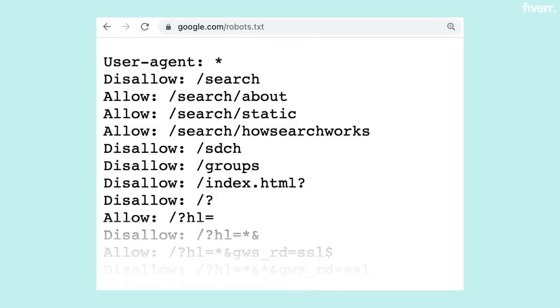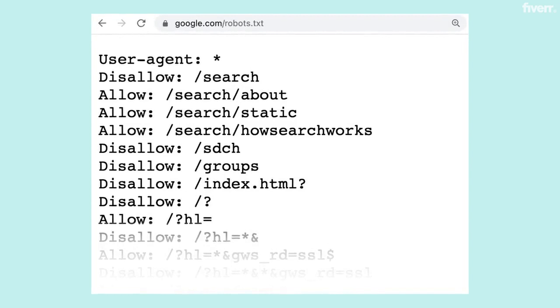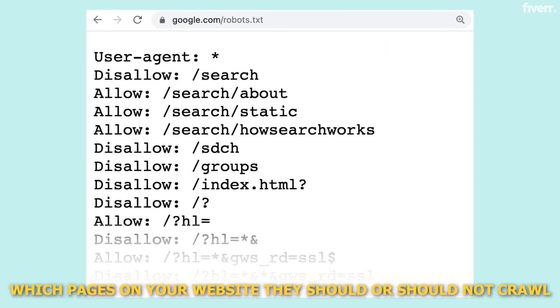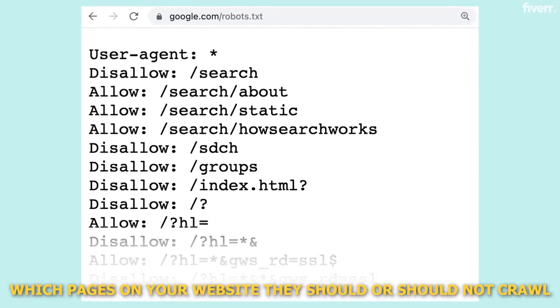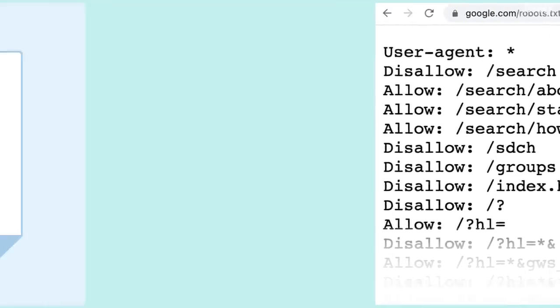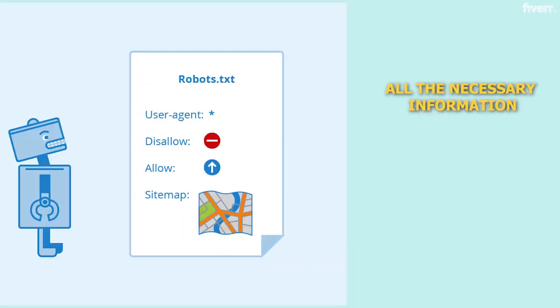Robots.txt. The robots.txt file is a file that tells search engines which pages on your website they should or should not crawl. To optimize your robots.txt, make sure it includes all the necessary information and is SEO friendly. Make sure to include a sitemap in your robots.txt.